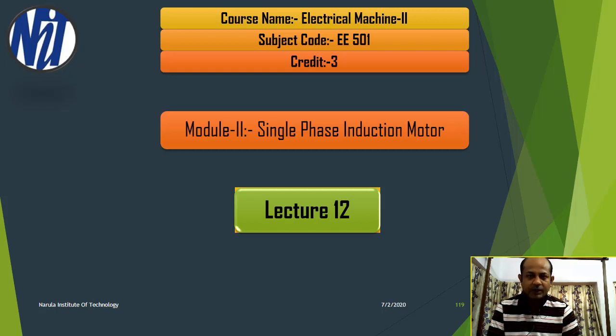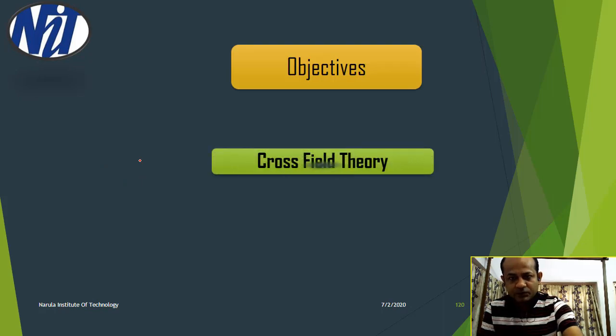And in that context, we have discussed two EMF. One is transformer EMF, ET, another one is speed EMF or rotational EMF, ES or ER. And today we will show you how a cross field is produced inside the rotor. That physics we are going to discuss today. Okay. So this is my objective: develop the concept of cross field theory.